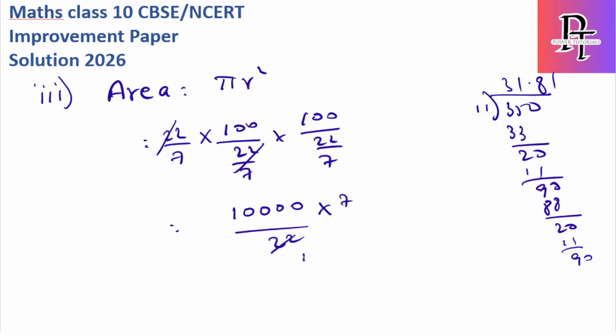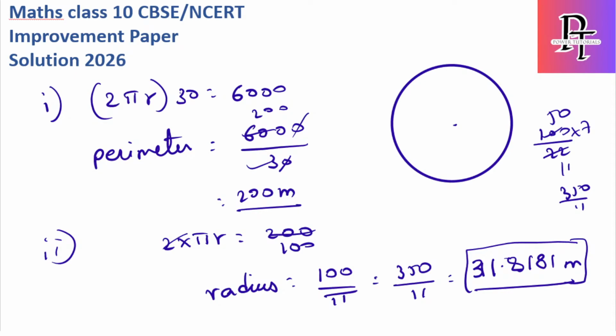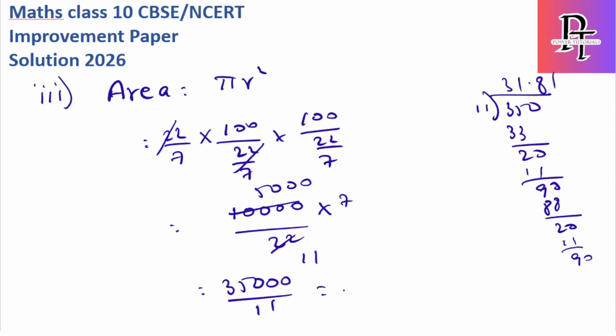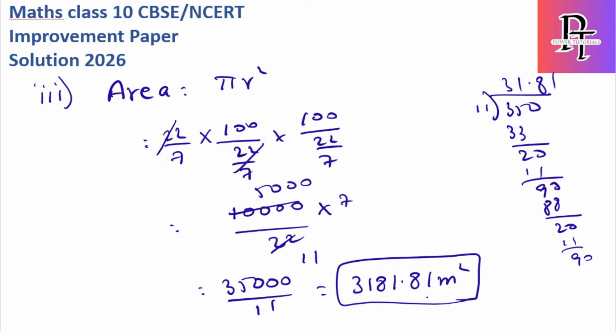So let's divide 2 11s to 5,000. So it is 35,000 by 11. So it's the same value which you got before, just we need to multiply by 2. So it becomes 3181.8 meters square. Okay, so in this way the area is calculated.